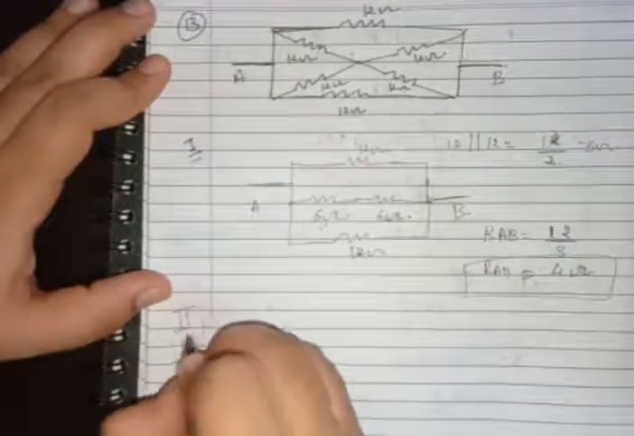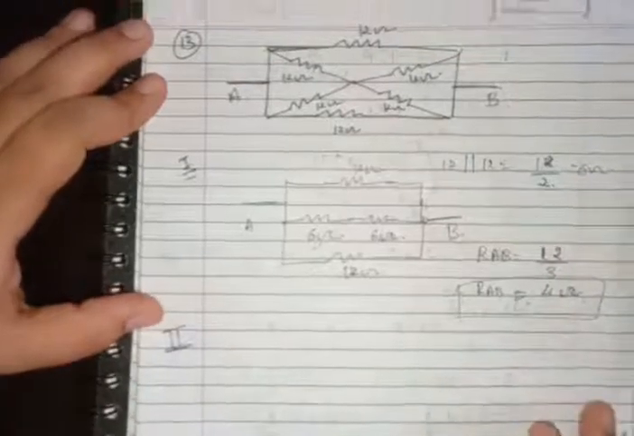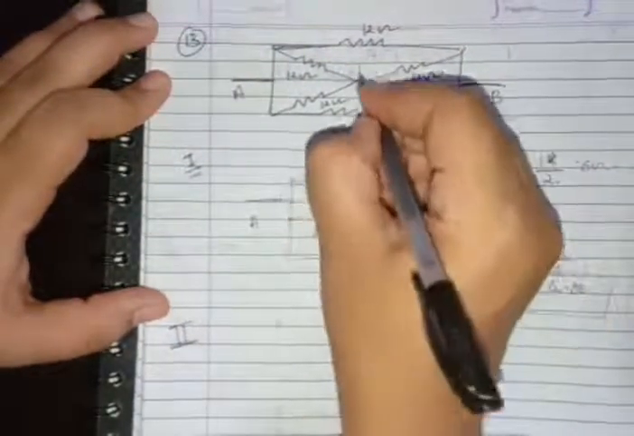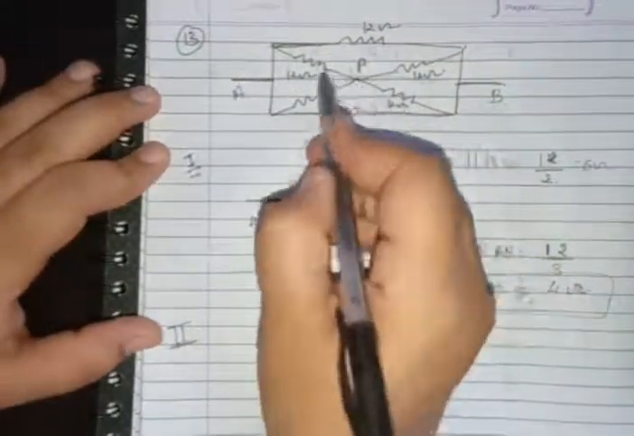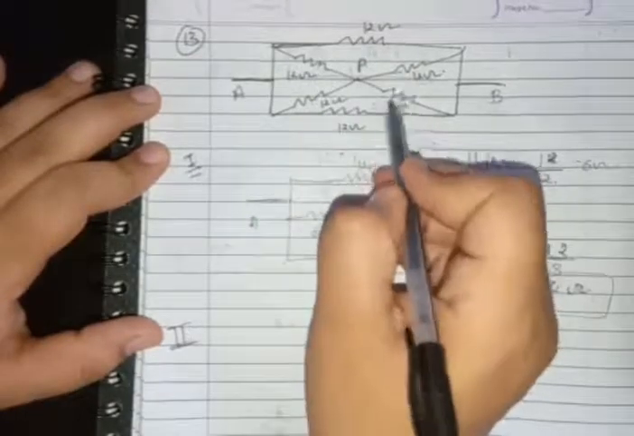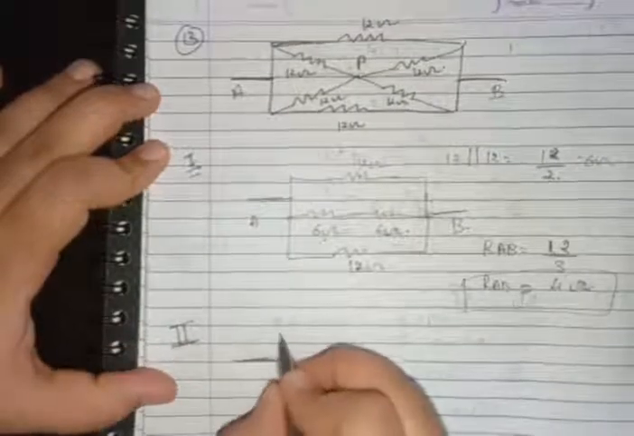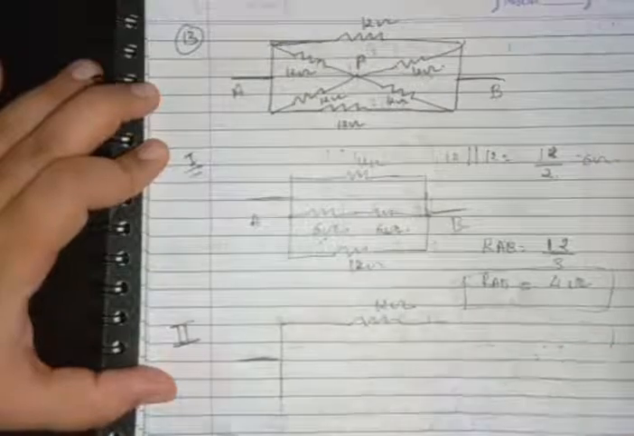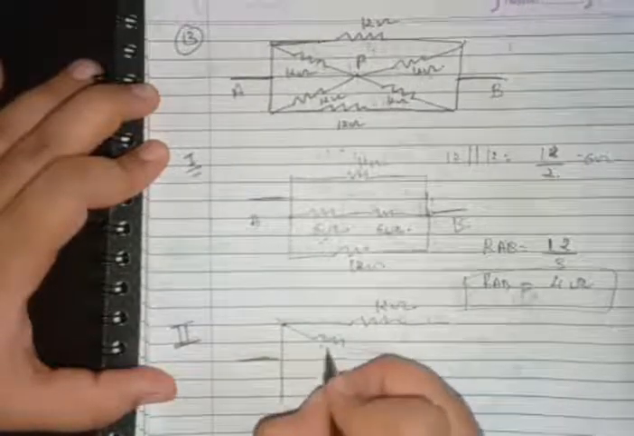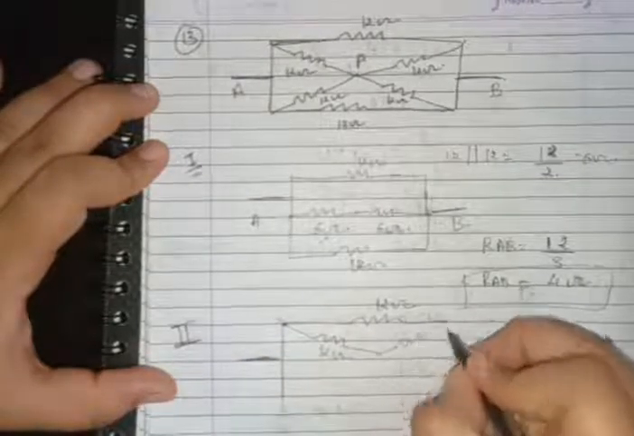The second method is by using symmetry. If we consider this point P, we can divide this circuit into two equal halves, the above half and the below half. It is the mirror image of the above half. So current in these two are the same, and current in these two are also the same. So we can redraw the circuit as 12 ohm. This is 12 ohm. This is 12 ohm.